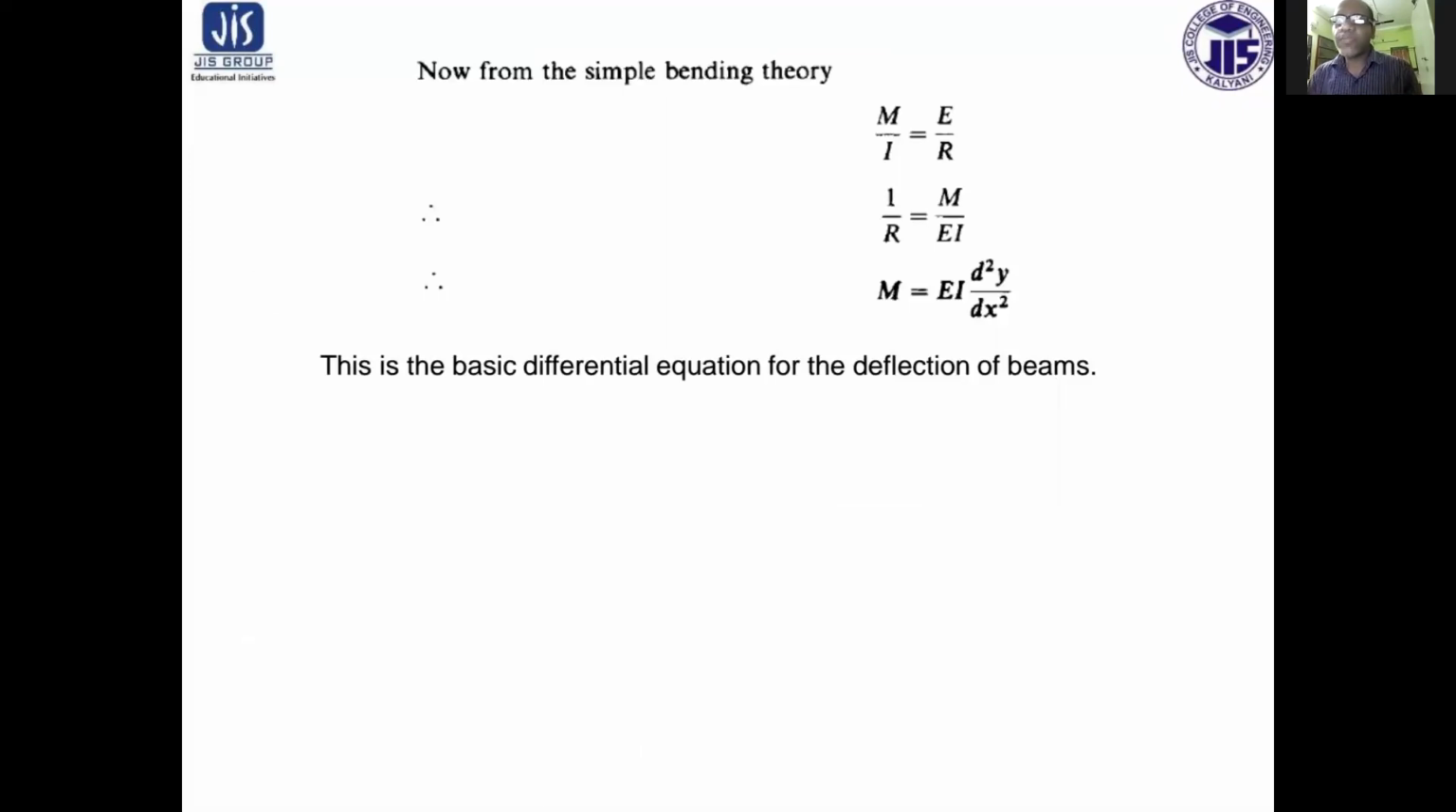Now, for the simple bending theory, as we know, M/I = E/R, where M is the moment applied, I is the moment of inertia, E is the Young's modulus, and R is the radius of curvature. Therefore, 1/R = M/EI. So, by replacing the 1/R value from the earlier equation, that is d²y/dx², M = EI d²y/dx². This is the basic differential equation for the deflection of beams.